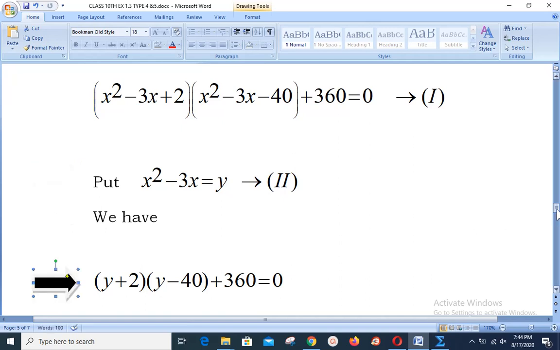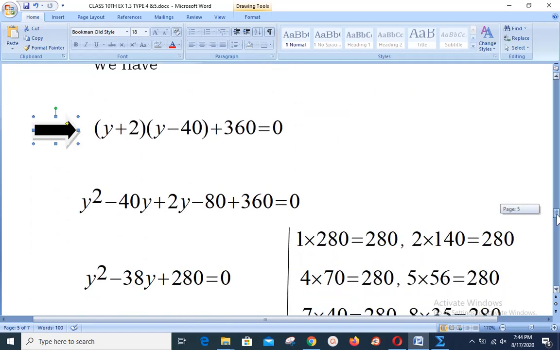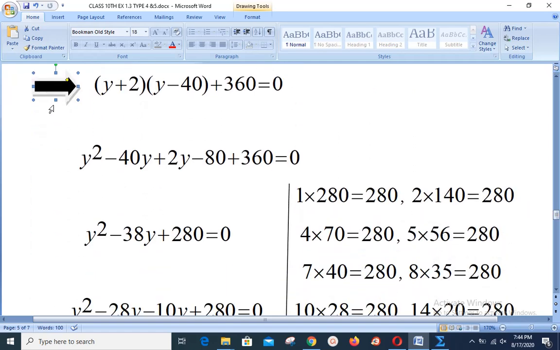Now multiplying these two brackets, we have y square minus 40y plus 2y minus 80 plus 360 is equal to 0. Making simplification, minus 40 plus 2 becomes minus 38, whereas minus 80 plus 360 gives us plus 280. So we reach at y square minus 38y plus 280 is equal to 0. Again, it is according to standard form of quadratic equation.